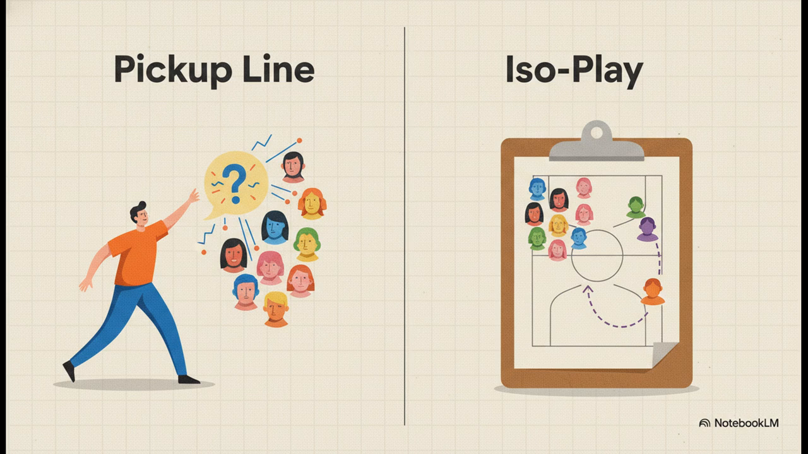The second is the ISO play, which is totally borrowed from basketball. If you're feeling completely overwhelmed in a massive group setting, look around and find that one quiet person who isn't really talking. Pull them into a quick side conversation. Maybe ask them for a tiny bit of help with something. It makes them feel incredibly special, and it instantly takes the pressure off of you.